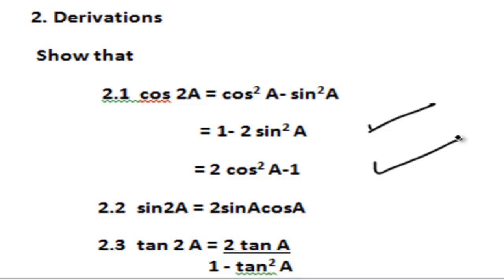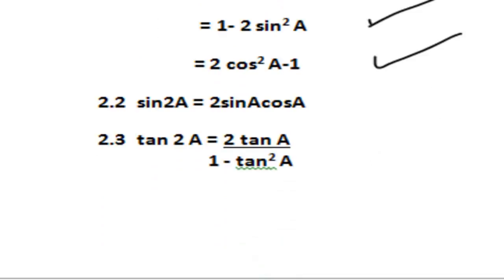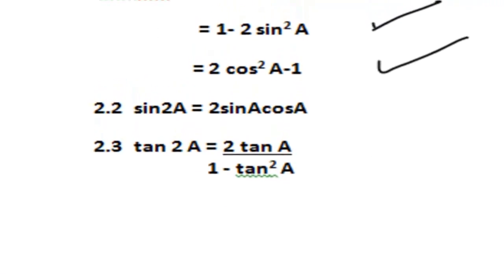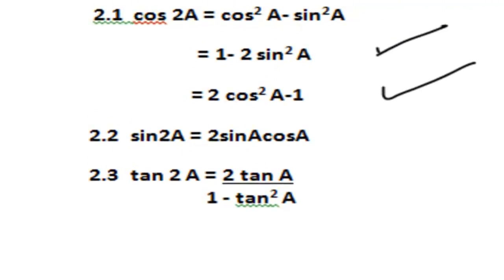Now if we take sine 2a, sine 2a is sine of a plus a, which is sine a cos a plus cos a sine a, which becomes 2 sine a cos a. Then if you do the same for tan of 2a, tan of a plus a, which is tan a plus tan b, that becomes tan a plus tan a all over 1 minus tan a times tan a, and you will get 2 tan a over 1 minus tan squared a. So now we will do applications on double angles specifically.